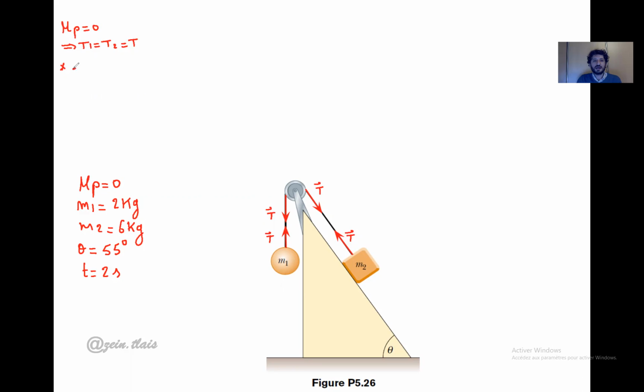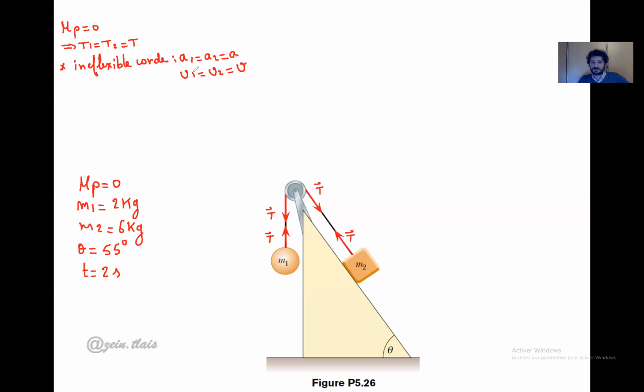Second, we have a light, inflexible cord. So A1 equals A2 equals A, and V1 equals V2 equals V. Okay? We have the same V, the same A.